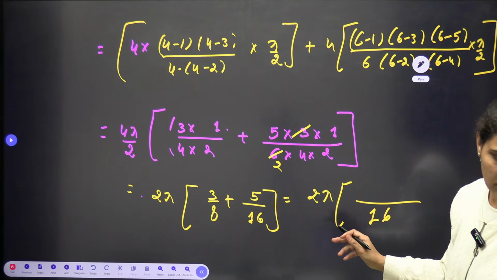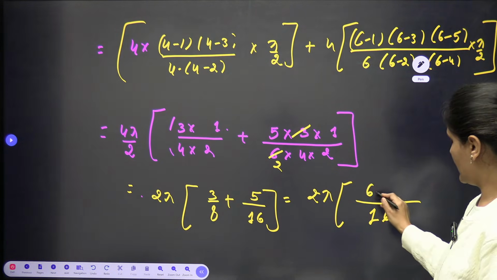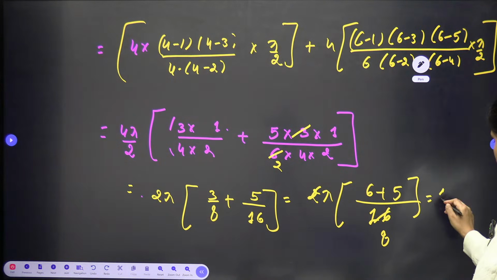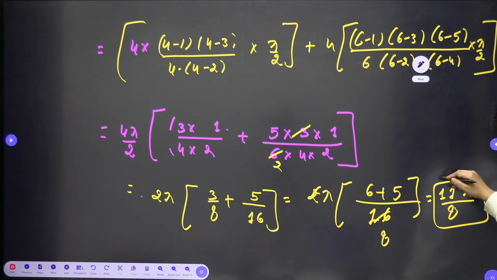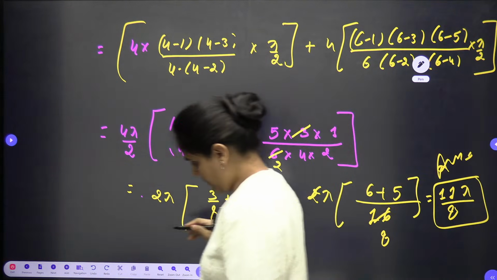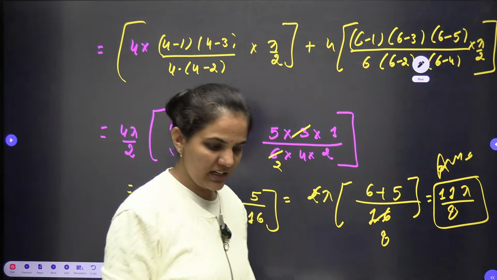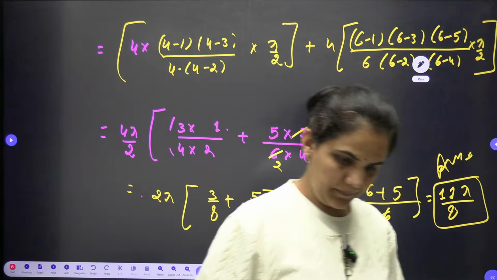If you want, you can solve it like this also. So this will be 8, 2 times. So this is 6, this is 5, and this will be gone 8 times. So my result will be 11 pi by 8. My result for this question, bacho, will be 11 pi by 8. If the options are there, you can check accordingly and we can go with this result.